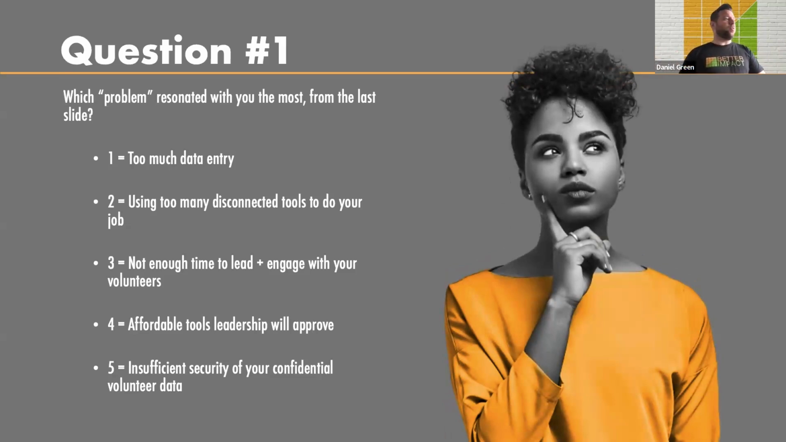So we'll start off with question 1. Which problem resonated with you the most from the last slide? Is it number 1, too much data entry? Number 2, using too many disconnected tools to do your job? Number 3, not enough time to lead and engage with your volunteers? Number 4, affordable tools leadership will approve? Or is it number 5, insufficient security of your confidential data?